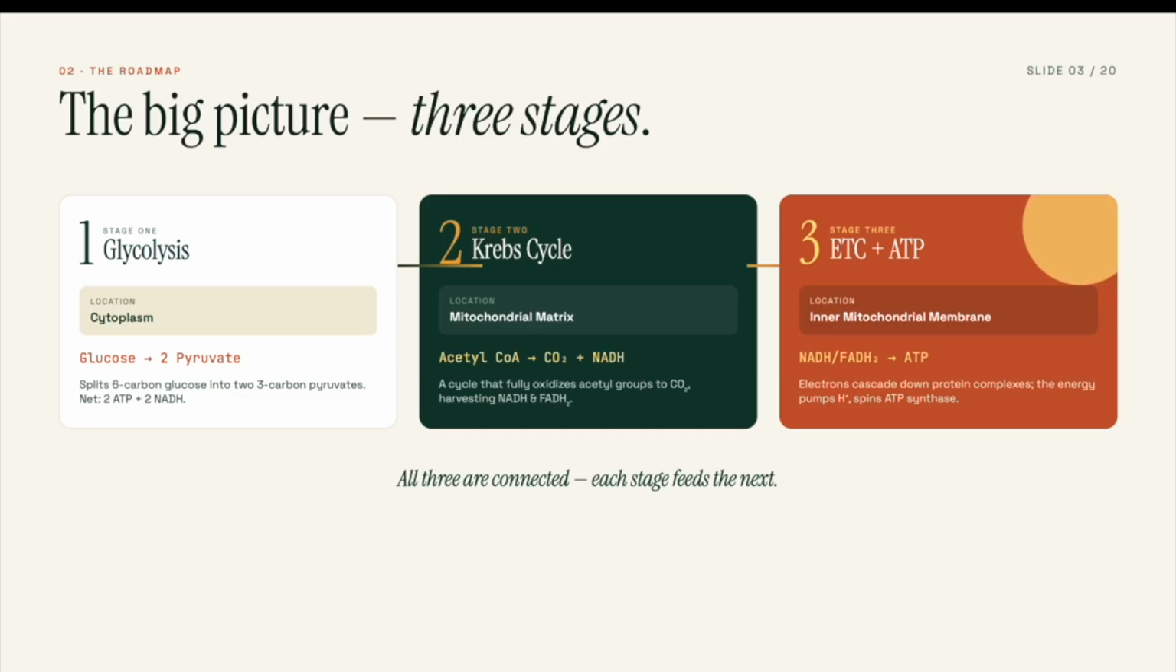Stage 3, the electron transport chain or ETC. This is on the inner mitochondrial membrane. This is where the real ATP factory is. Those loaded NADH and FADH2 molecules finally cash in their electrons to make tons of ATP. Each stage feeds into the next like a relay race. Keep this flow in your head. Glycolysis, Krebs cycle, electron transport chain.